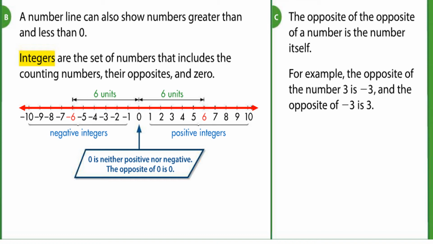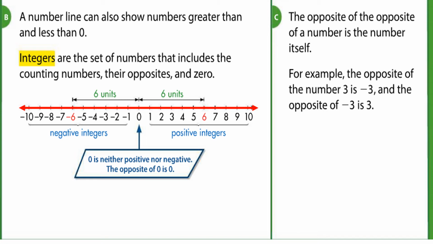Like the opposite of the opposite of 8. What is the opposite of the opposite of 8? It will be itself, it will be 8. So the opposite of the opposite of a number is the number itself, guys. Okay? So how to get the opposite of any number? Just change the sign of the number.